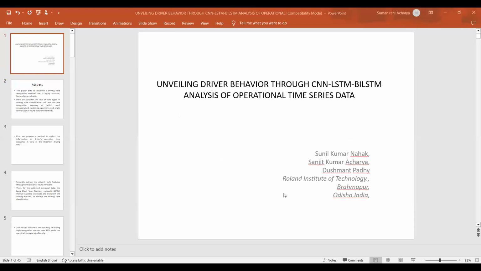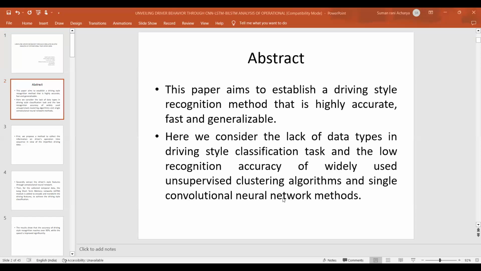Good evening, panelists all. I'm going to present my paper, Unveiling Driving Behavior Through CNN LSTM, BiLSTM Analysis of Operational Time Series Data. The abstract: this paper aims to establish a driving style recognition method that is highly accurate, fast, and generalizable. We consider the lack of data types in the driving style classification task and the low recognition accuracy of widely used unsupervised clustering algorithms and single conventional neural network methods.